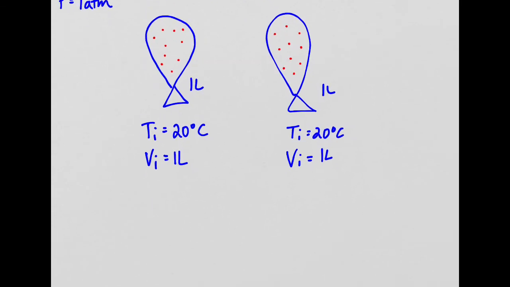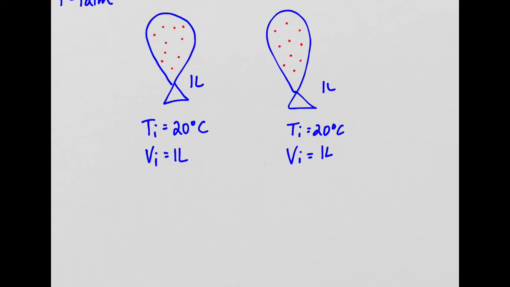Okay, so I'm going to call this balloon number 1. I'm going to leave balloon number 1 at 20 degrees. I'm not going to change that temperature at all. What I am going to do to balloon number 2 is increase the temperature to 40 degrees Celsius.